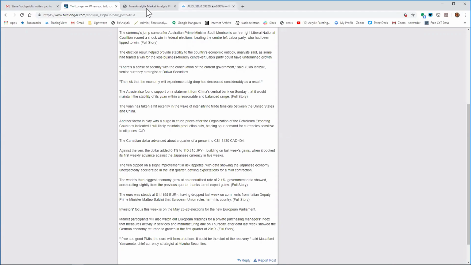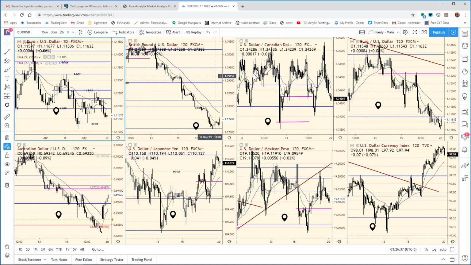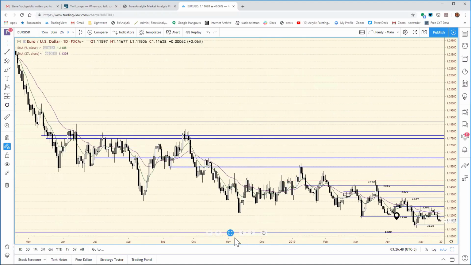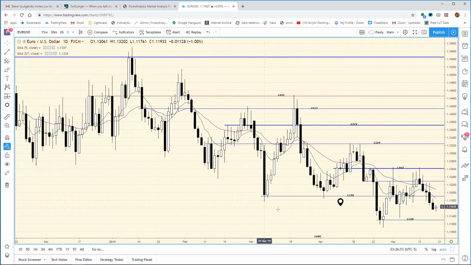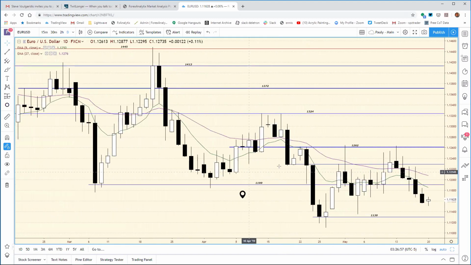Moving on to the analysis. So let's take a look at where we stand here with the euro dollar. I did all the basic technical analysis for all the majors and the cross rates that we do cover here. Obviously the big movers are in the Aussie, but you can see here with the euro that we've started to slide back down again.